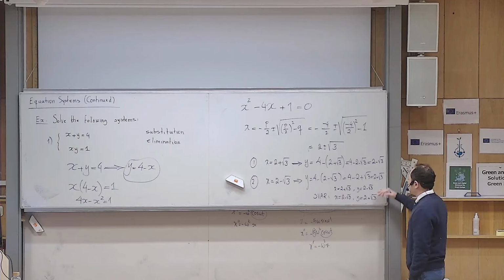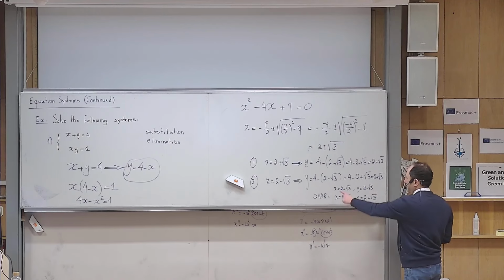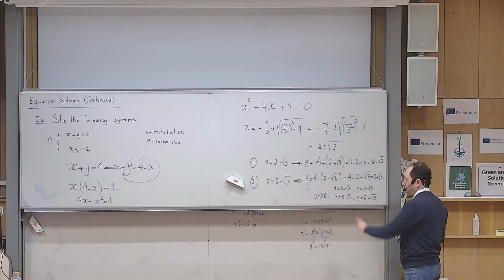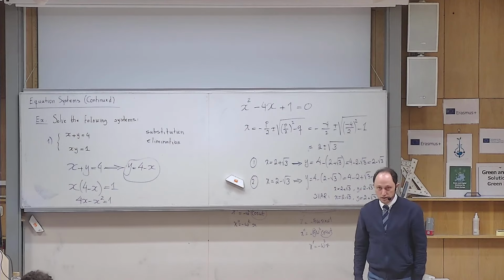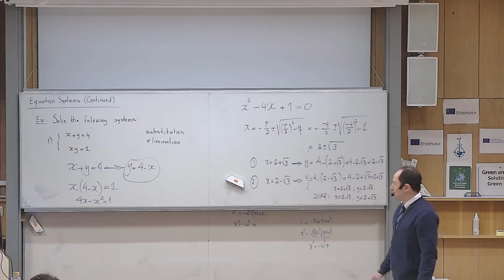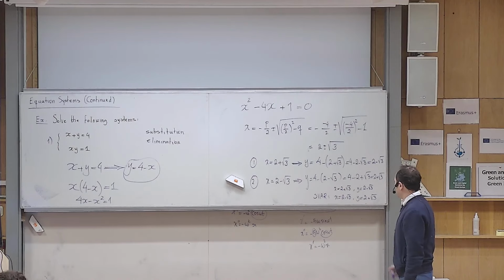So you cannot just write one of them. Be careful. This answer is different from that answer, because in this answer x is this one and y is this one, and in that answer it is the other way around. So how many solutions do I have for my system? I have two solutions. Both of them are acceptable. And these are the numbers.